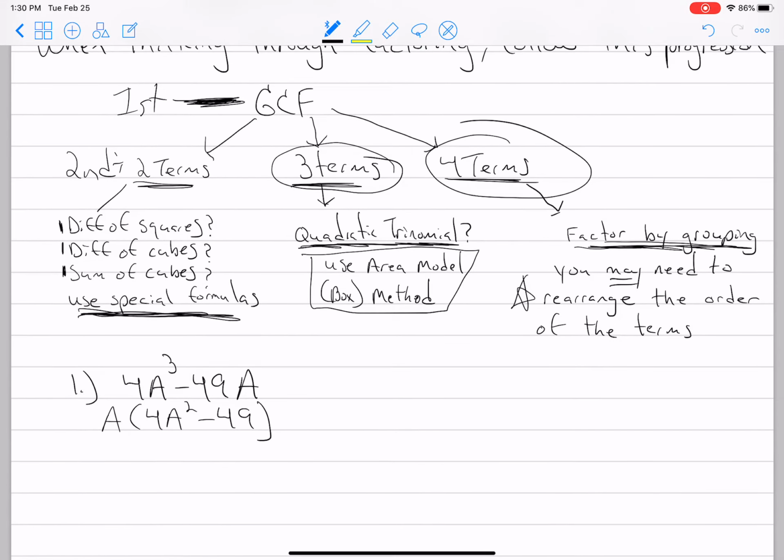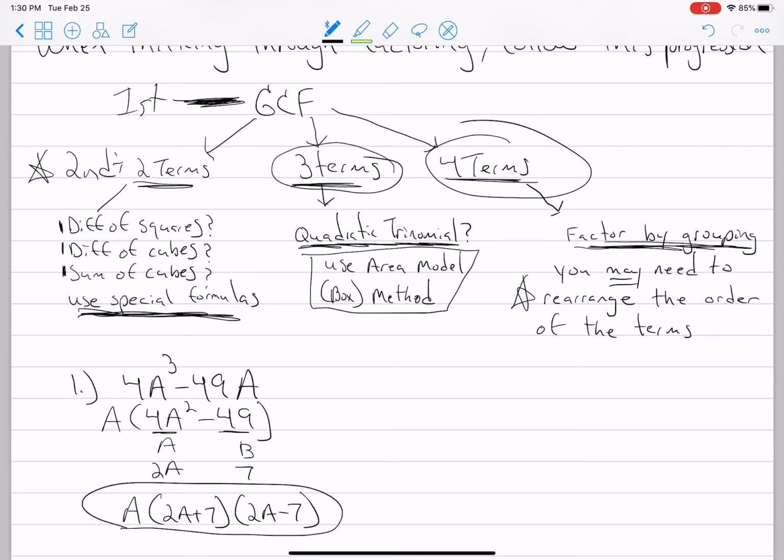Now, after the GCF, I have 2 terms. Well, is it a difference of squares or a difference of cubes? 4a squared is a perfect square. 49 is a perfect square, and this is the one that I should know by heart. So this is a difference of squares. So the A term is 2a, and the B term is 7. So I end up with 2a plus 7 times 2a minus 7 because it's a difference of squares, and a difference of squares is one of those special formulas. I just factored number 1.